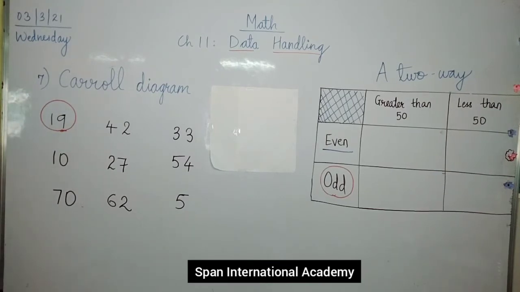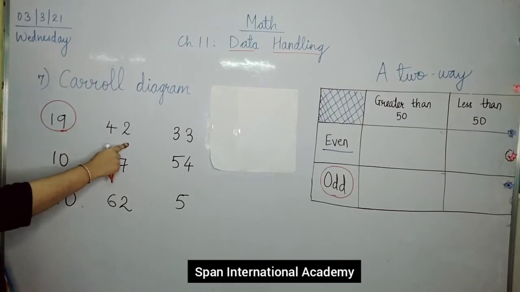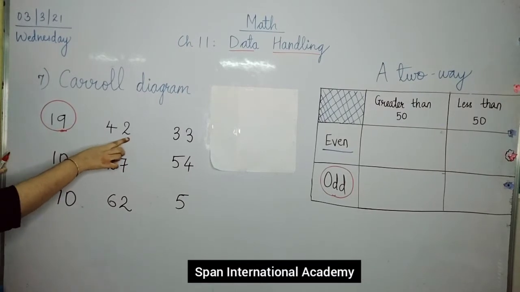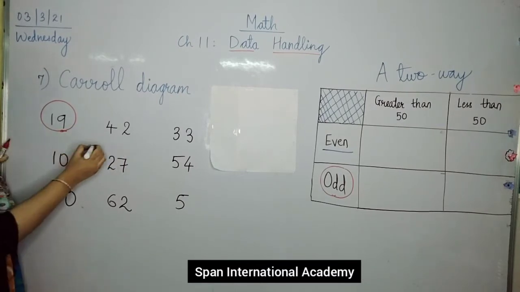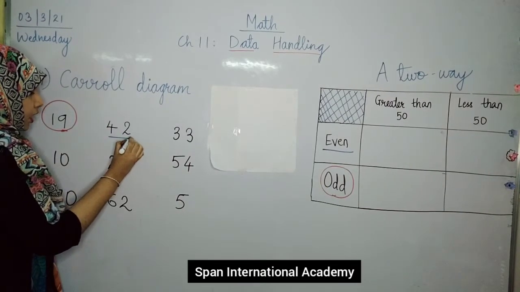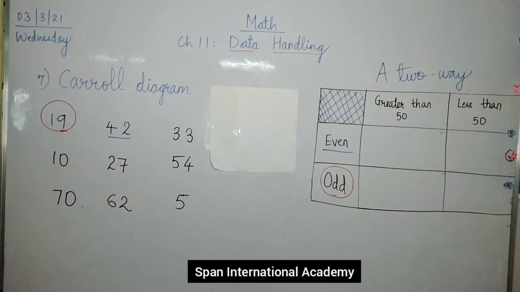Absolutely right. You are able to identify even and odd very easily. Let's come here. 42. What is 42? Even or odd? We need to see number 2. 2 is an even number. So 42 becomes even. We will underline the even number.